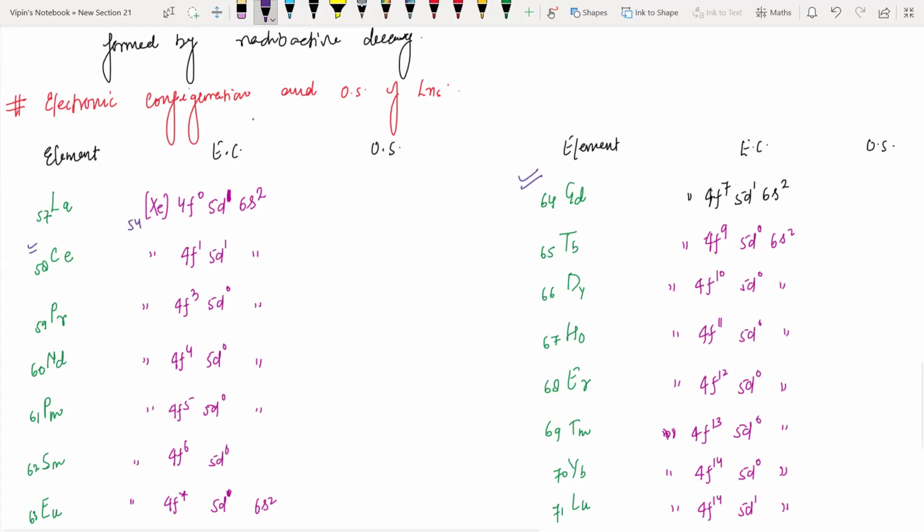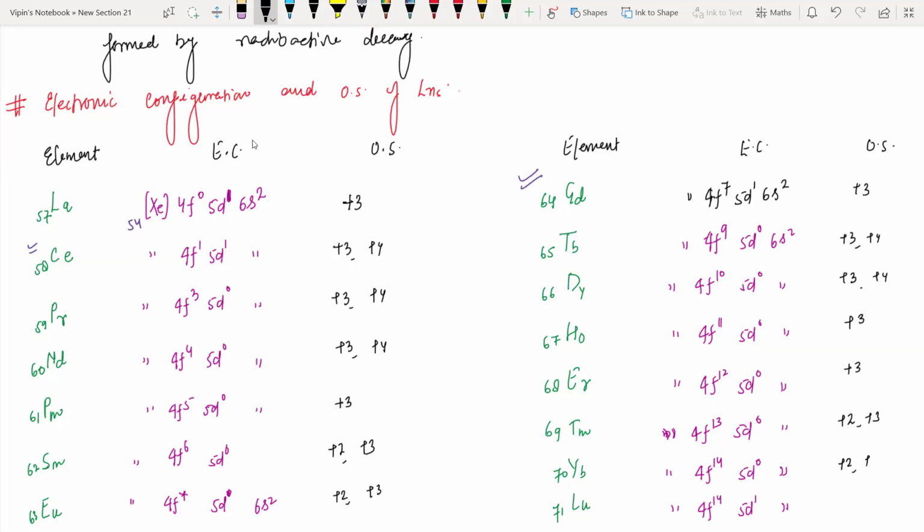Now the oxidation state. The common oxidation state for most of the lanthanides is plus 3. Here plus 3 and plus 4, here also plus 3 and plus 4. Here in promethium, this is plus 3, here samarium plus 2 and plus 3, here also plus 2 and plus 3. Then plus 3 and plus 4, plus 3 and plus 4, then plus 3 mainly, plus 2 and plus 3, and plus 3. So the most common oxidation state for lanthanides is plus 3. That is common for all the lanthanides.